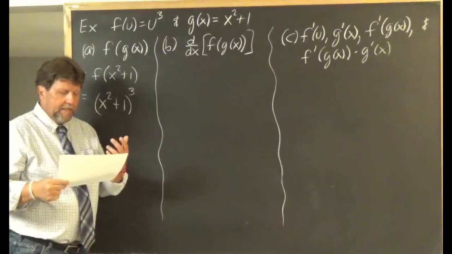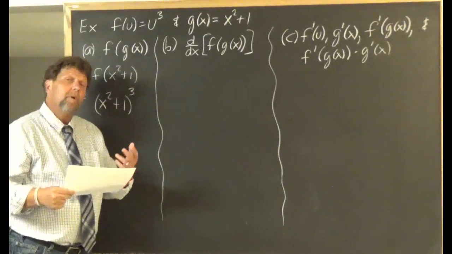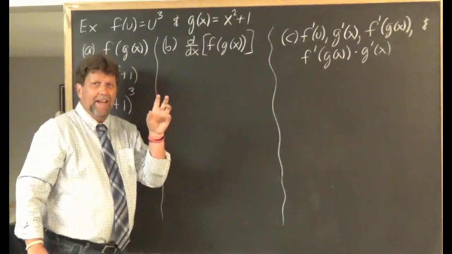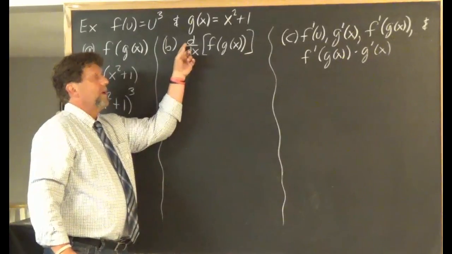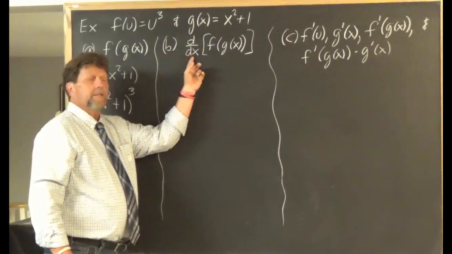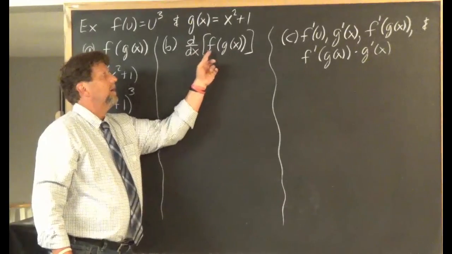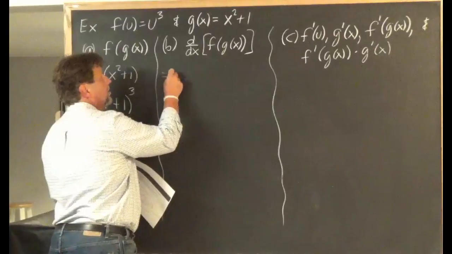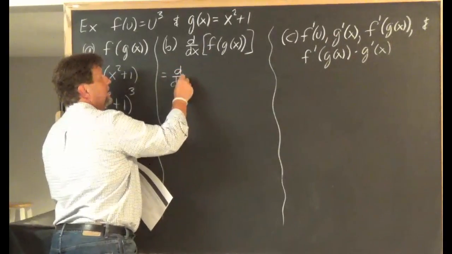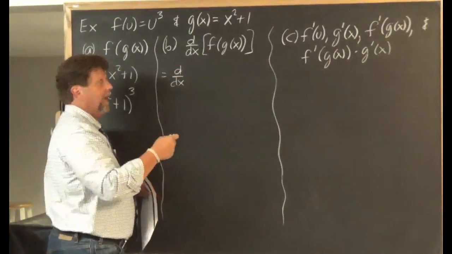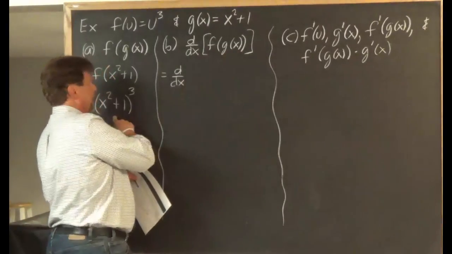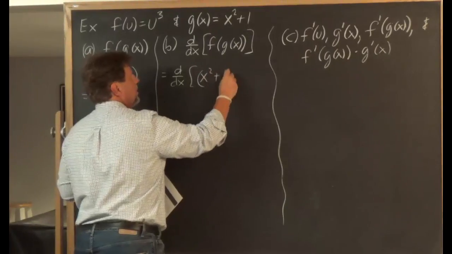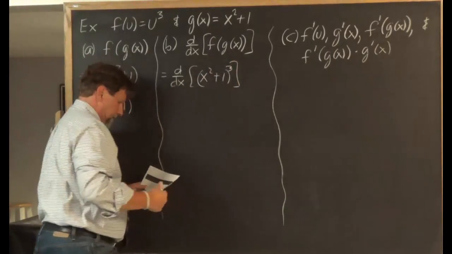Part B said differentiate the result of part A. So I just shortened all that English down to: we are going to differentiate with respect to x, f of g of x. So we have to d/dx, or differentiate, the result of part A. Well, that was x squared plus 1 quantity cubed.